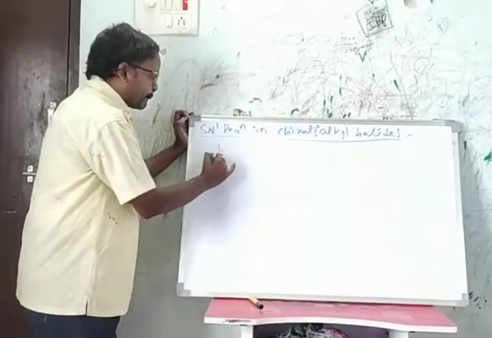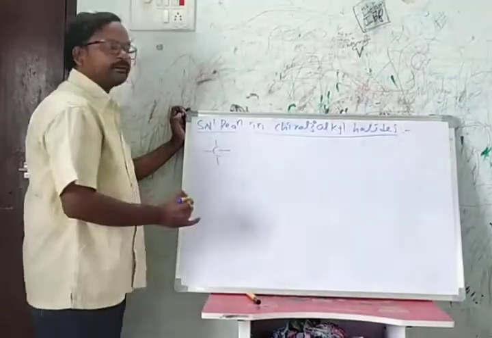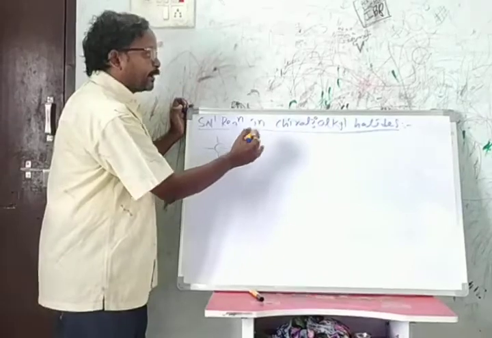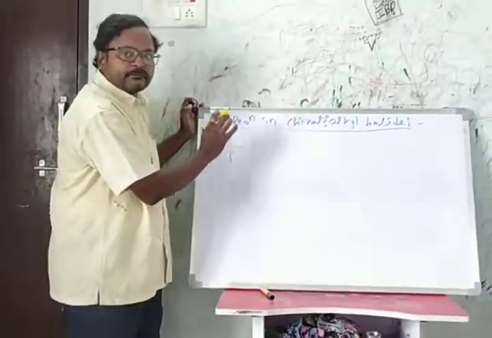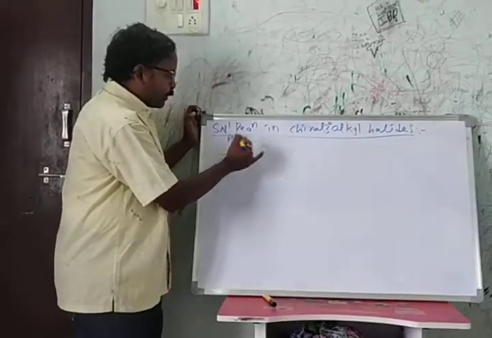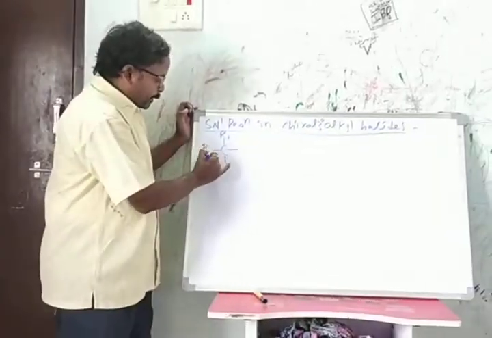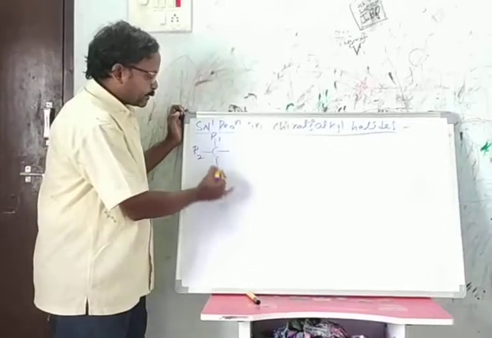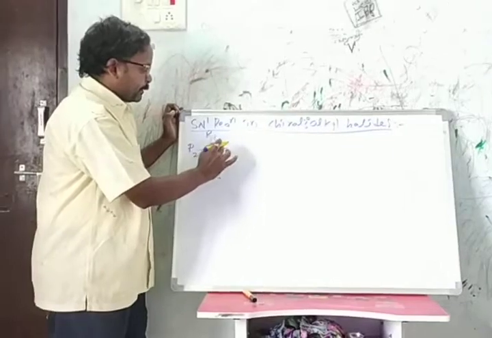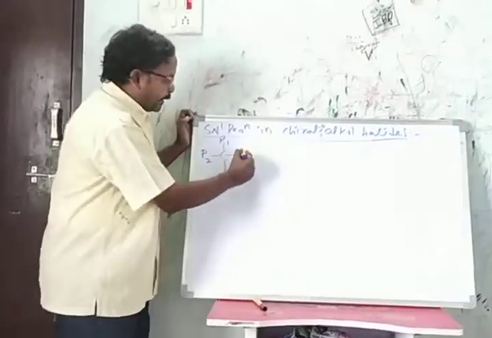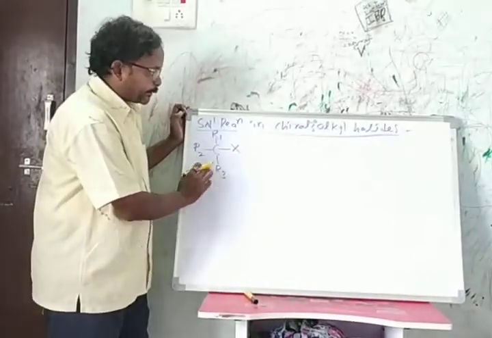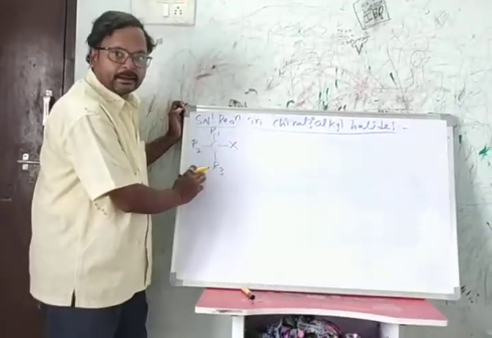Chiral means a carbon which is attached to 4 different groups. It is a tertiary alkyl halide. Tertiary means the carbon is attached to 3 different carbon atoms, R1, R2, R3. These are the 3 different carbon atoms, different alkyl groups, and here X. This is called a chiral tertiary alkyl halide.